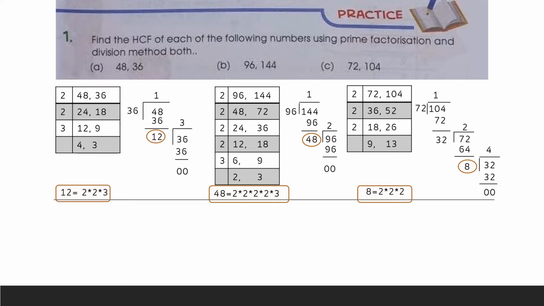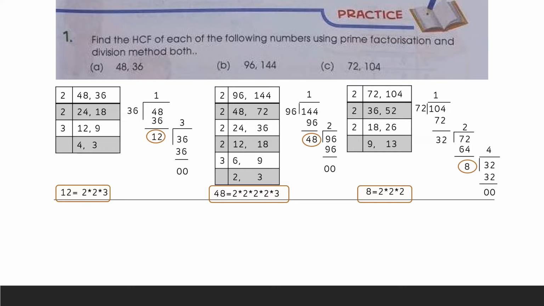Now with the division method, we have divided the larger number, which is 144, by the smaller number, which is 96. And as we know that 144 is not completely divisible by 96, but if we multiply 96 with 1, then it is nearest to 144. Otherwise, if we multiply it by 2, the outcome will become larger than 144. So we go to the nearest possible number. So here it is 96 and the remainder is 48.